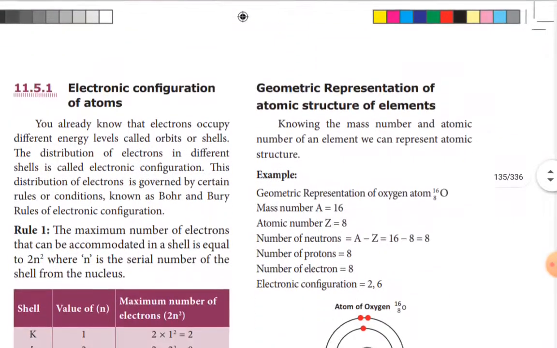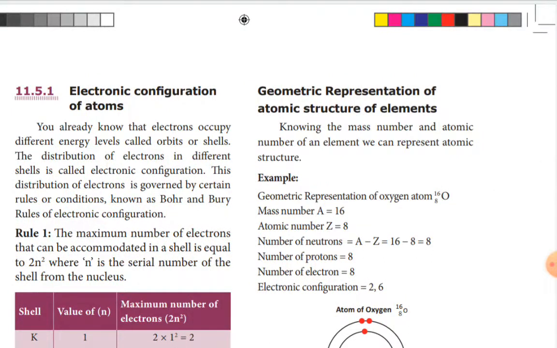Next, electronic configuration. Electronic configuration is the arrangement of electrons in the different atomic orbitals, or the distribution of electrons in the different shells. And there is a formula to calculate this: 2n squared, where n is the serial number of the shell from the nucleus. From the nucleus we start to locate the electrons.